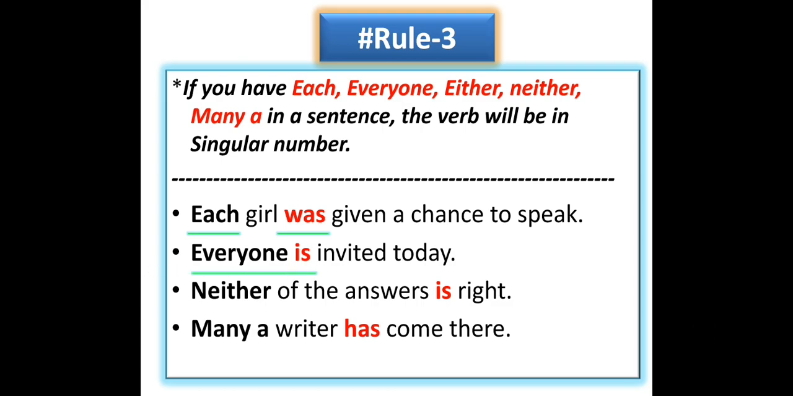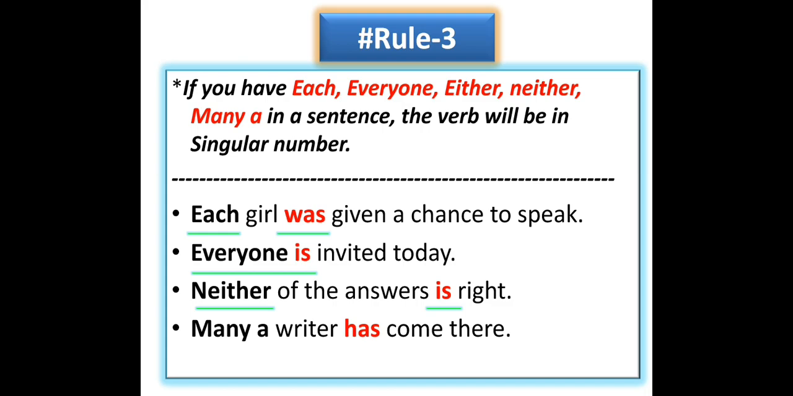Everyone is invited today. As we have everyone, that's why the verb is also singular. Here you see neither. Neither of the answers. That's why we are using the verb in singular number. We are not considering answers, which is in plural. We are considering neither. Neither of the answers is right.